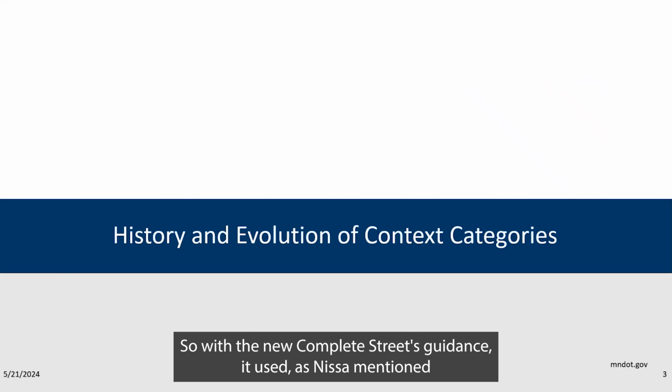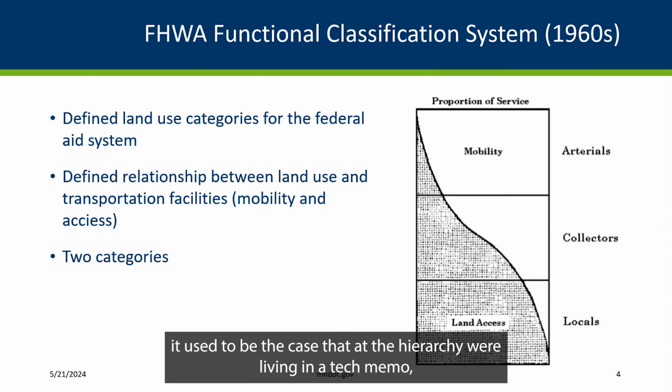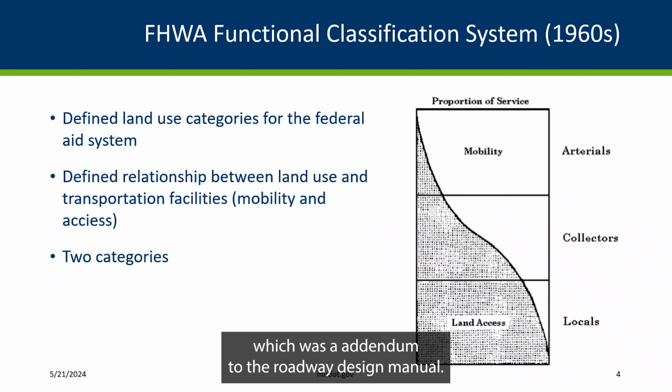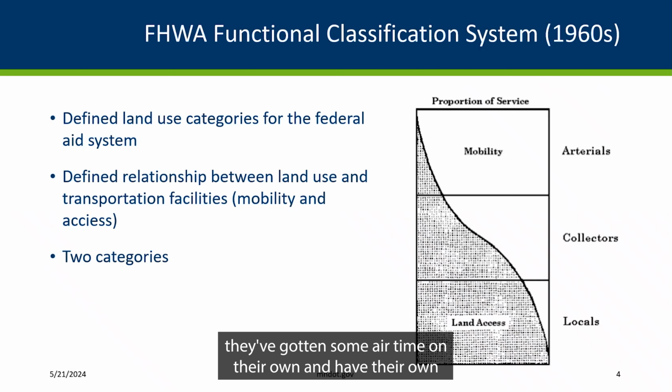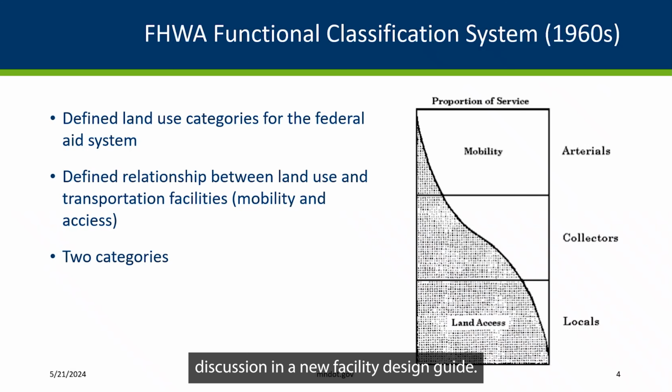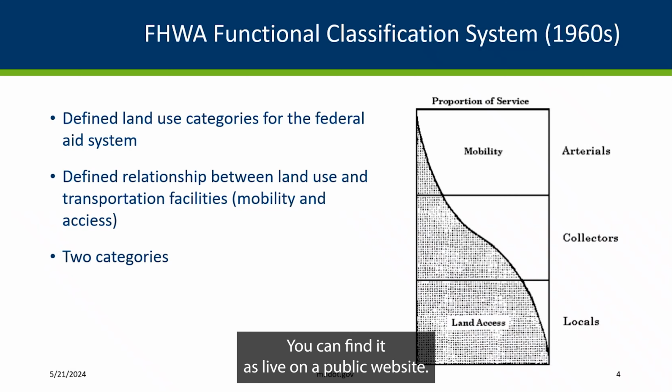So with the new Complete Streets guidance, as Nissa mentioned, it used to be the case that the land use hierarchies were living in a tech memo, which was an addendum to the roadway design manual. And now with the update to the facility design guide, they've gotten some airtime on their own and have their own discussion in the new facility design guide. So this is just published. You can find it. It's live on the public website.